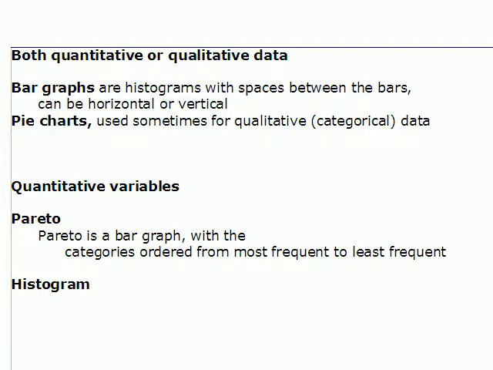If the data is quantitative or qualitative, you can present it in a bar graph. A bar graph is a histogram, basically, with spaces between the bars, and the bars can be horizontal. Usually they're horizontal. They can be vertical. For qualitative data, there would be a gap because there really is no overlap, and there's no reason that those points would be right next to each other.